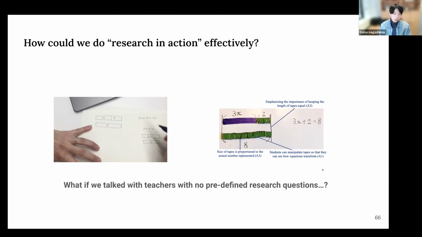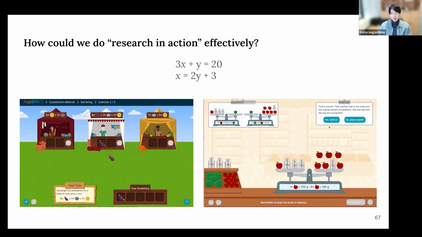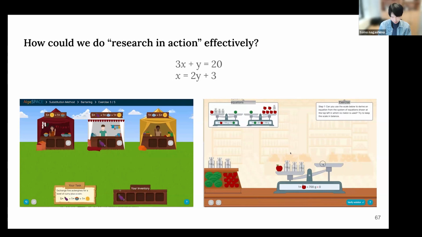So I was thinking, what if we talked with teachers with no predefined research questions? And that's what I did to create this software. Systems of equations. So you have these two equations, and your task is to identify what is x, what is y. And I believe that many of you know how to solve this type of equations. But teachers said that many students don't really understand why certain strategies work in that way. So we wanted to make a game to help students understand that.